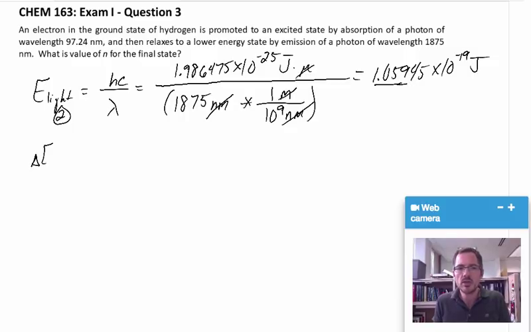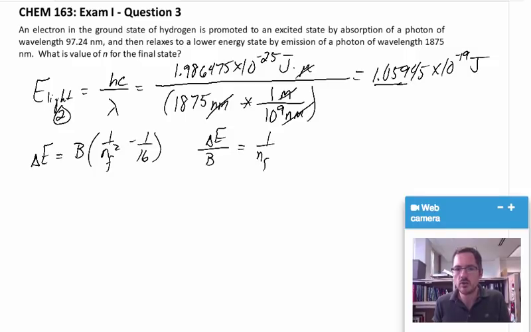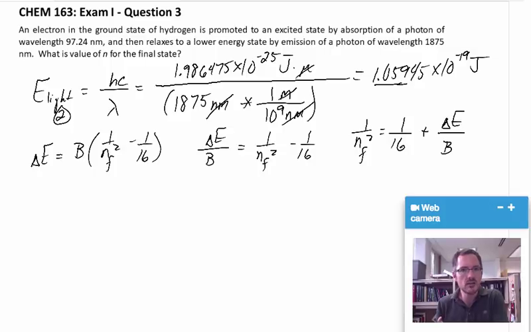And we go back to that algebra. Change in energy is equal to B times 1 over n final squared minus 1 over 16. So the change in energy divided by B is equal to 1 over n final squared minus 1 over 16. And now 1 over n final squared will equal 1 over 16 plus the change in energy over B. Because remember, I'm subtracting the negative 1 over 16. Okay, so I'm adding to both sides.